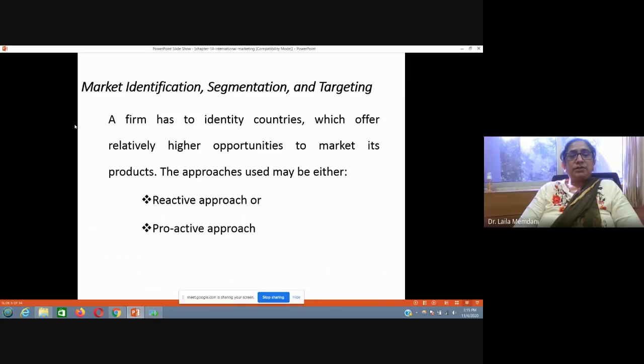There are two approaches, reactive approach and proactive approach. In the reactive approach, the firm reacts after any environmental changes. In the proactive approach, the firm anticipates the changes, which are yet to come, and reacts to them.